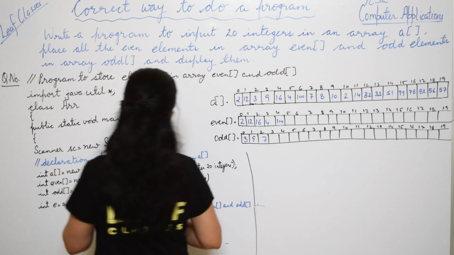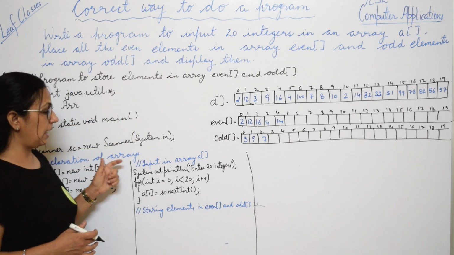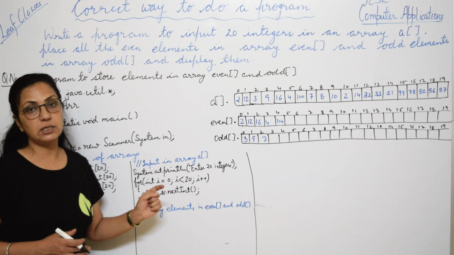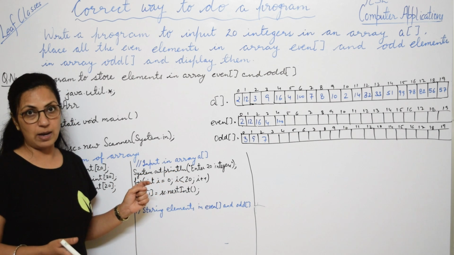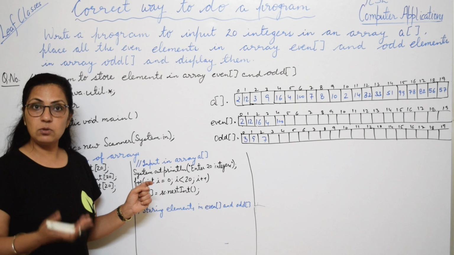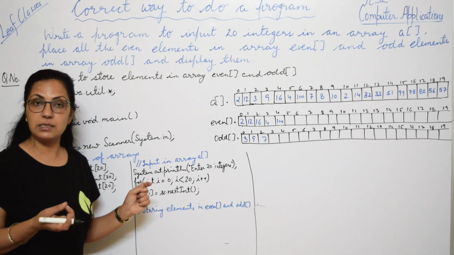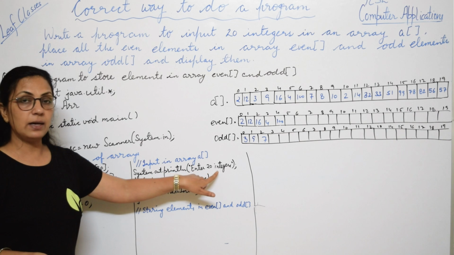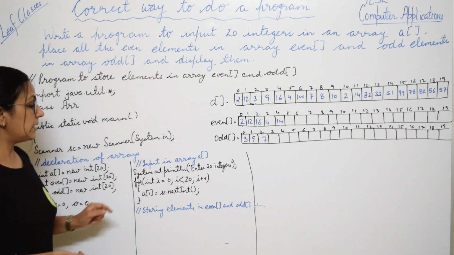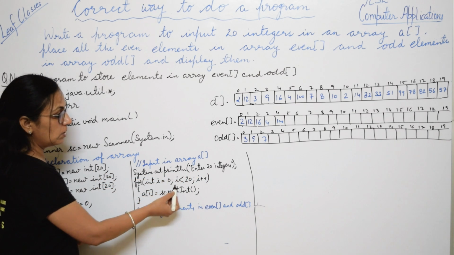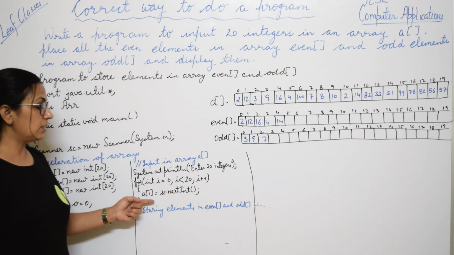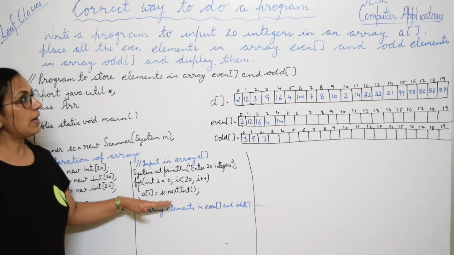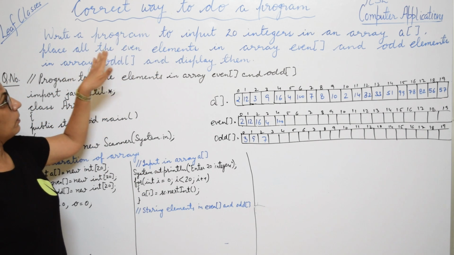And after that, here input in array A. One more comment entry. System.out.println, enter 20 integers. You have to give the message what the user is supposed to input, right? Whether it is name or age or marks or what. So always give the proper message here. Then take the loop for int i equals 0, i less than 20, i plus plus, a[i] equals sc.nextInt. So till here we have done the first part of the program.